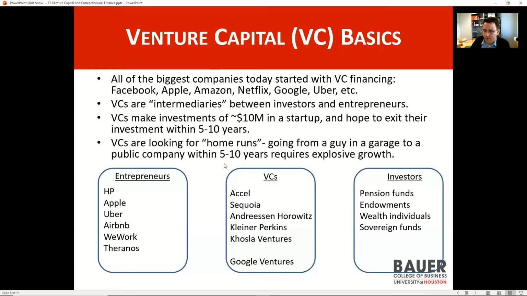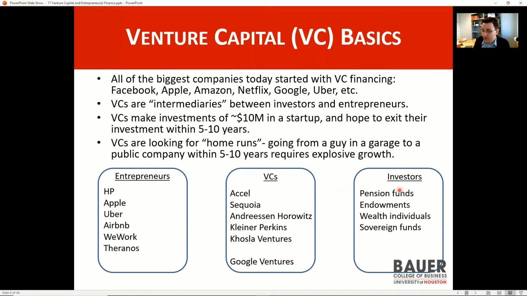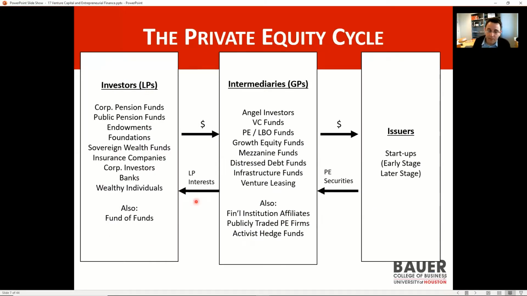More broadly, we've talked about venture capital. These are the players in venture capital, but the picture looks the same with any kind of private equity. We've got these intermediaries in the middle. We've got investors on the left, big pools of money over here now. I flipped the picture, so instead of having investors on the right, now we've got the investors on the left. Big pools of money. VC funds are one type of intermediary that we're going to focus on, but there's lots of other types of financing vehicles.